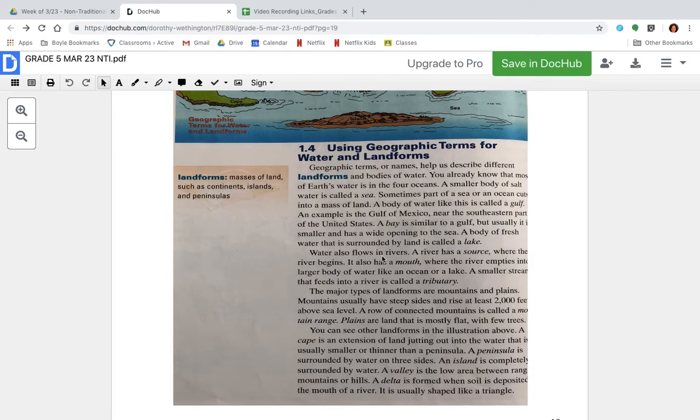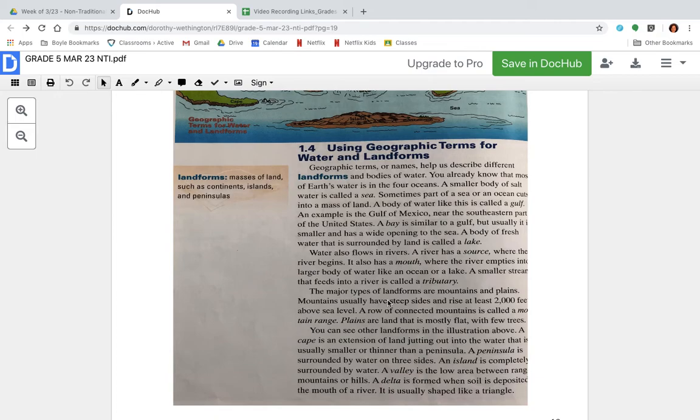Water also flows in rivers. A river has a source, where the river begins. It also has a mouth, where the river empties into a larger body of water, like an ocean or a lake. A smaller stream that feeds into a river is called a tributary.